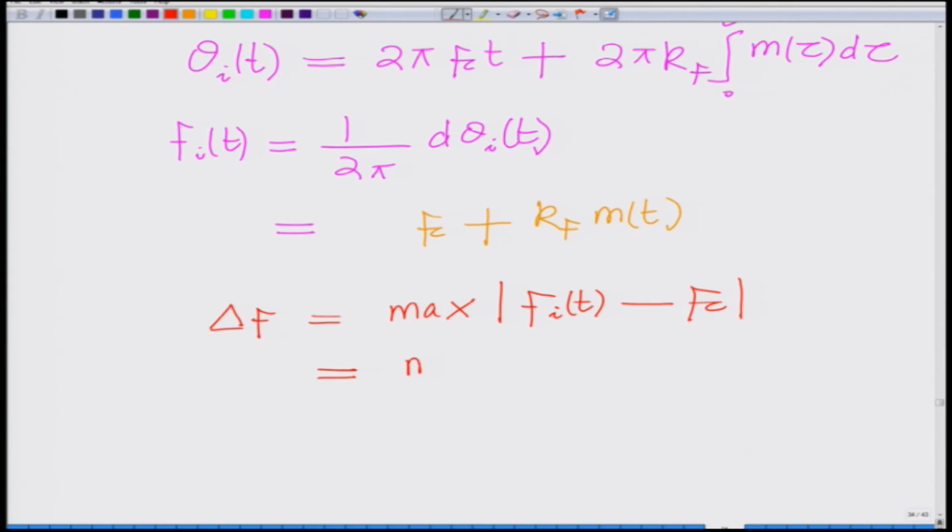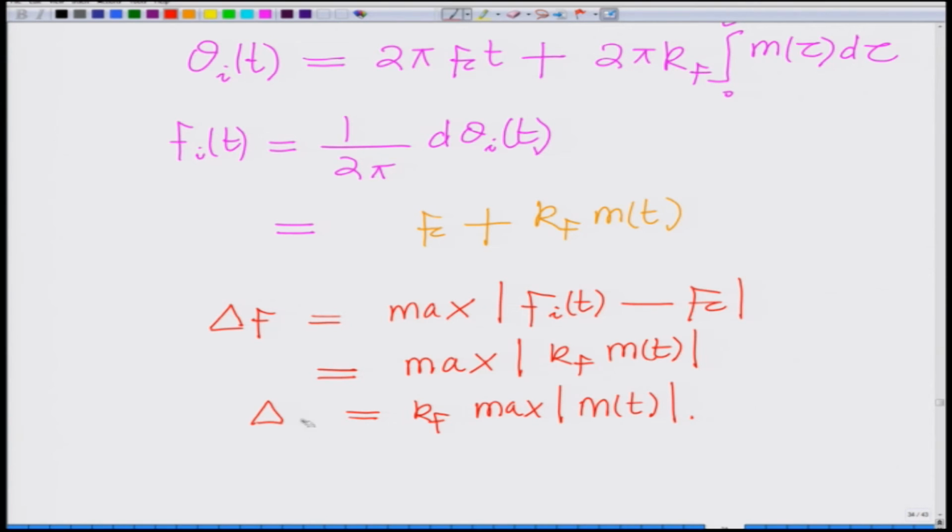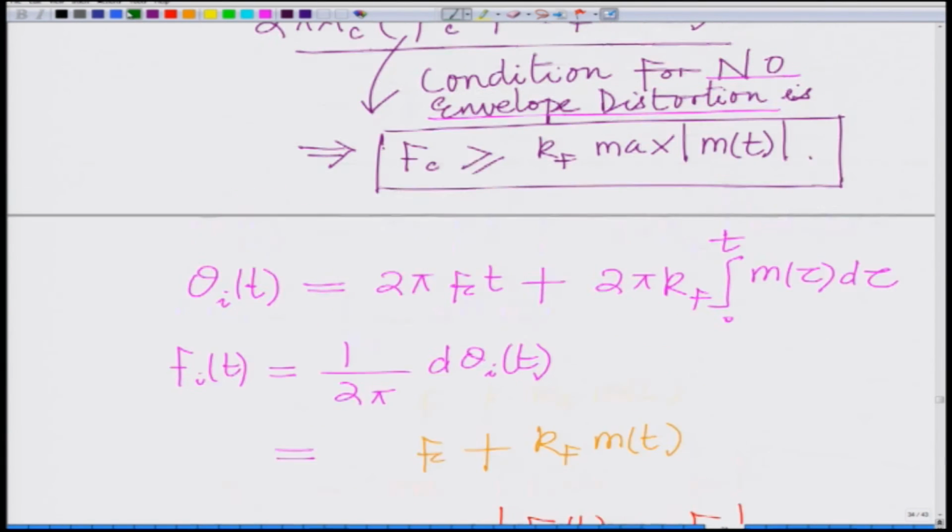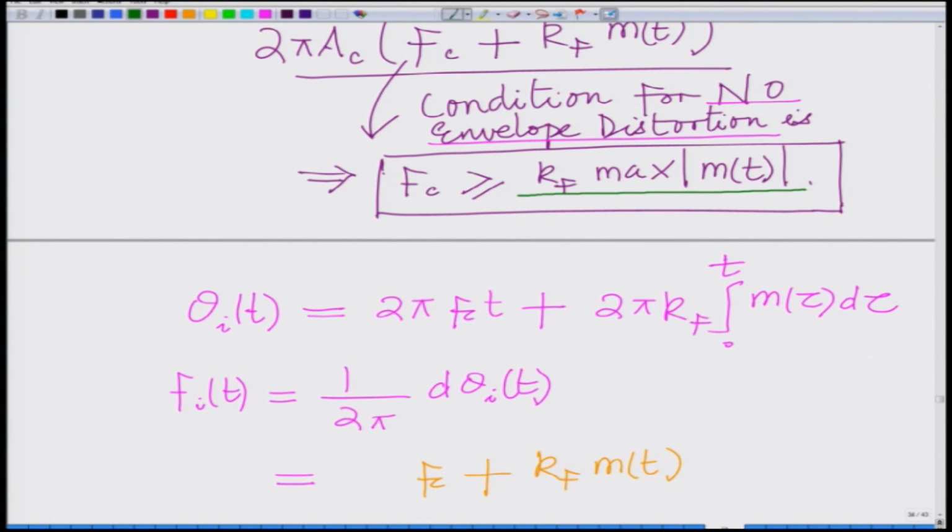This is how we derived the frequency deviation, which is Kf times the maximum of the magnitude of m(t). So our frequency deviation delta f is nothing but Kf times the maximum of the magnitude of m(t).